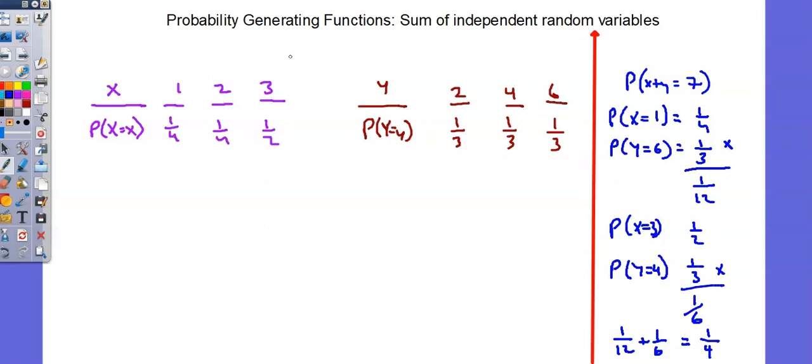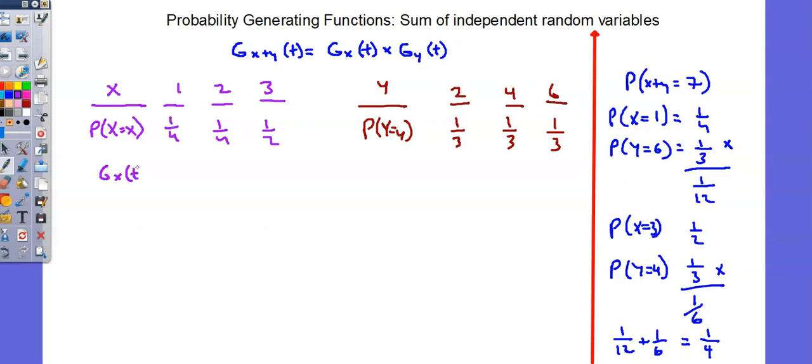And in working with probability generating functions, up at the top I'm going to give the rule that we'll be working with. The probability generating function for the sum of x and y equals the probability generating function for x times the probability generating function for y. I'll start with the individual probability generating functions.